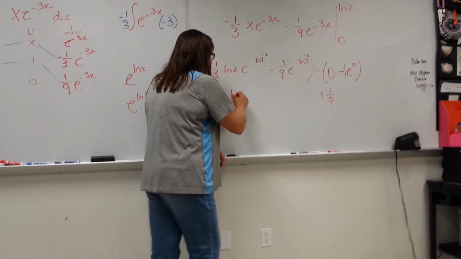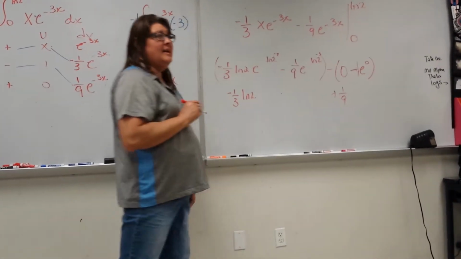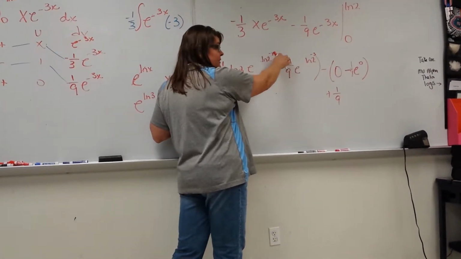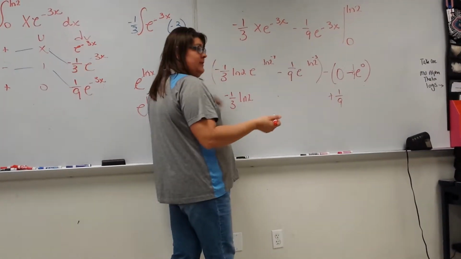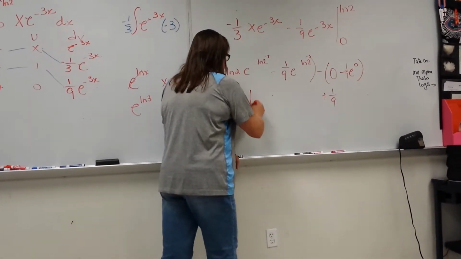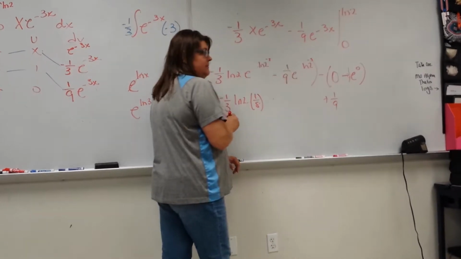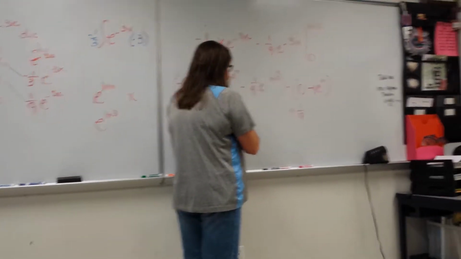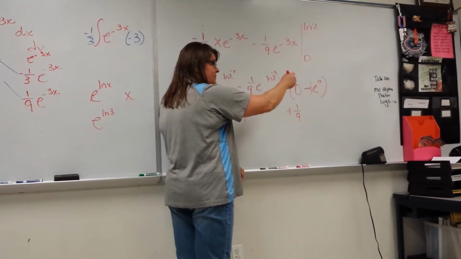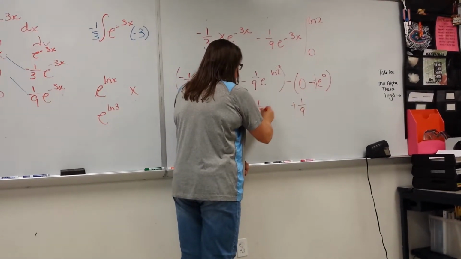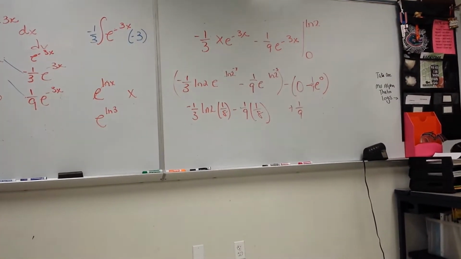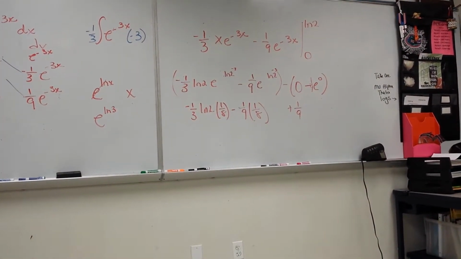ln of 2 is just some crazy number, like 0.69, blah, blah. e to the ln of 2 to the negative third is 2 to the negative third. What's 2 to the negative third? 1/8. Right. Minus 1/9 e to the ln of 2 to the negative third, so times 1/8, plus that. I don't know how clean they made it on your answers. Pretty clean.